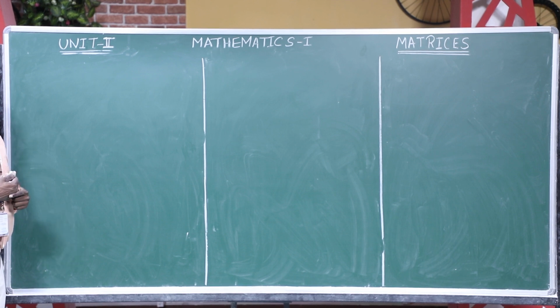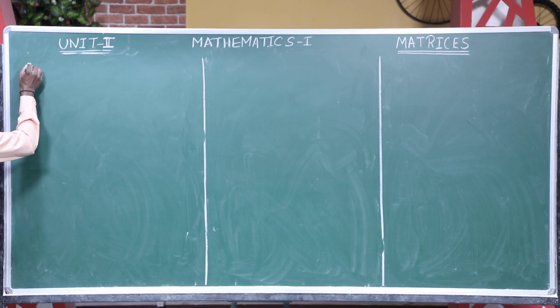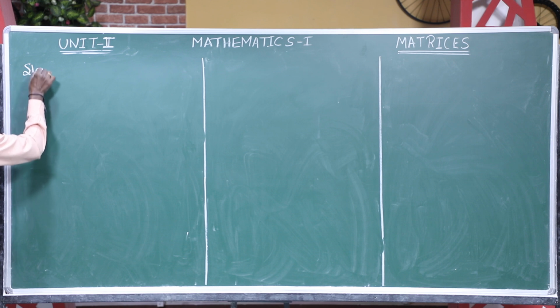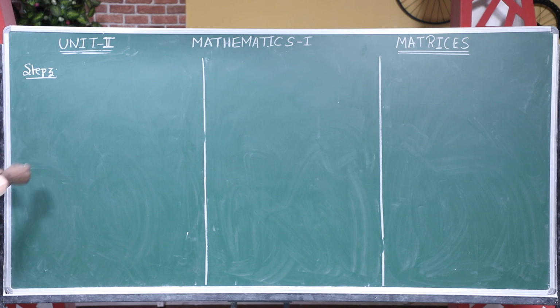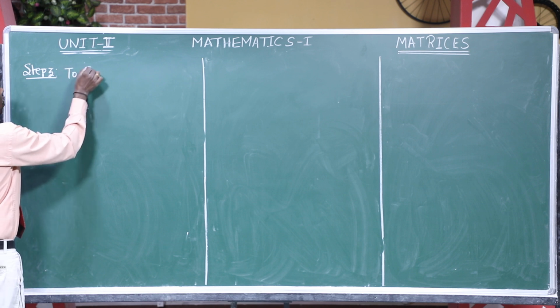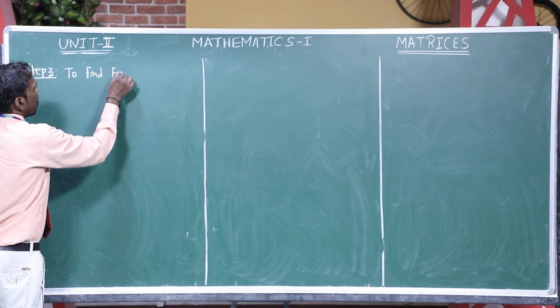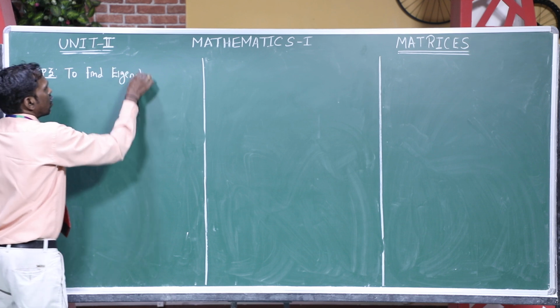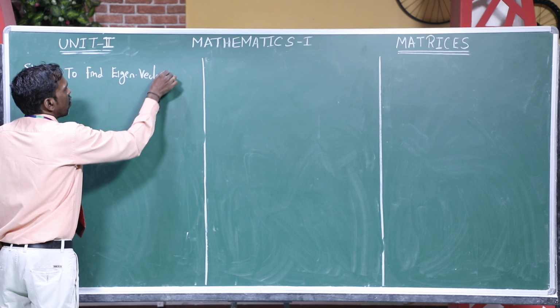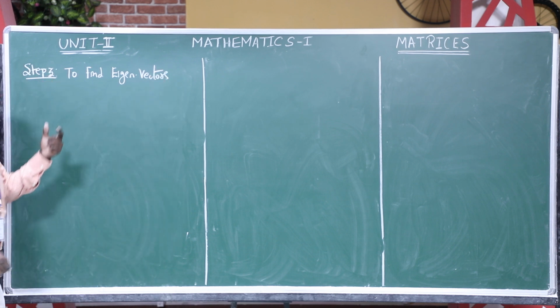Now we go to step 3. What is step 3? Step 3 will be to find eigenvectors. We already got the eigenvalues. From the eigenvalues, we get the eigenvectors. Now there are 3 eigenvalues, so we get the 3 eigenvectors.